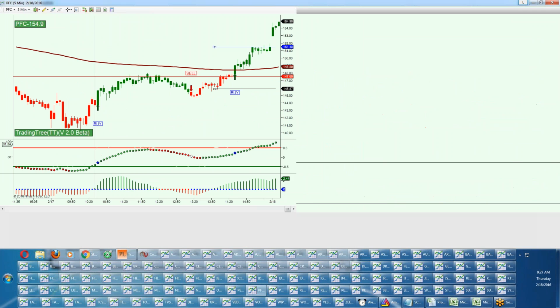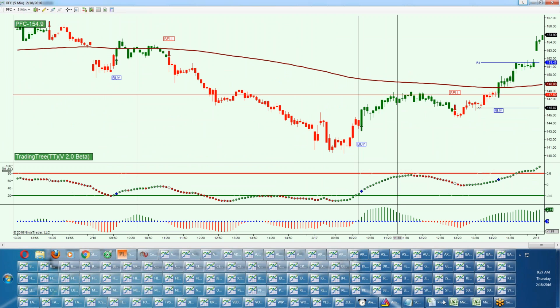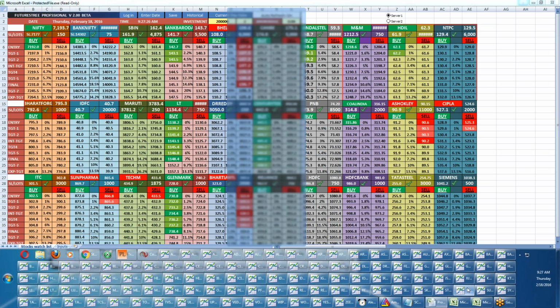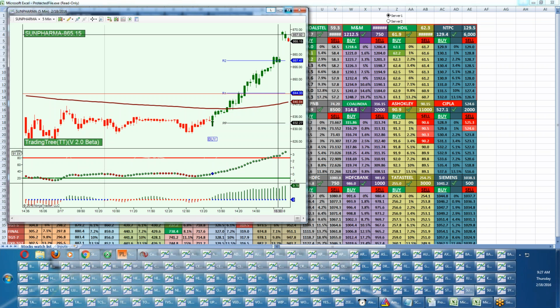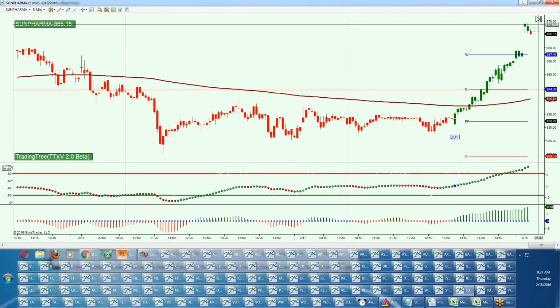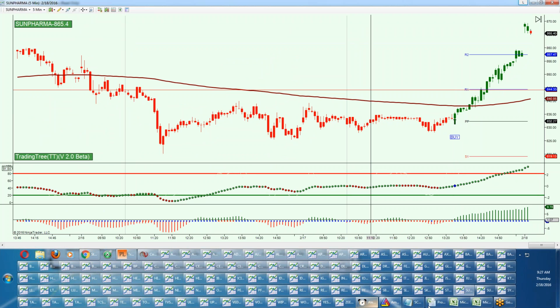So PFC, it's a good trade. It was doing very well even yesterday also. So Sun Pharma and Tech Mahindra, we have sell calls. So that's Sun Pharma. You can see it's a huge gap up open, and we have a sell call already here.